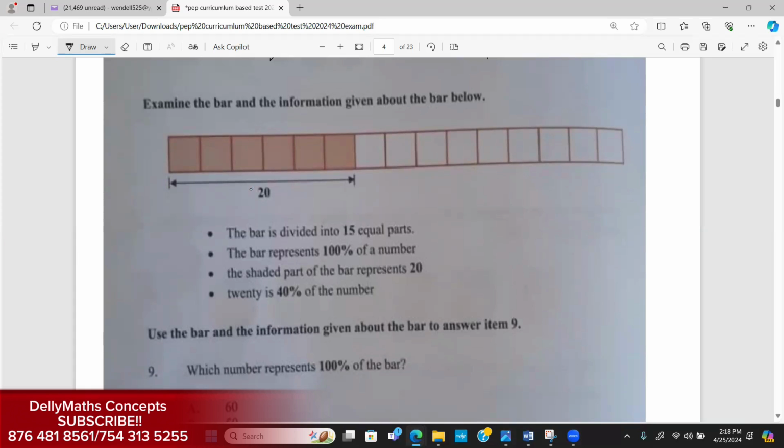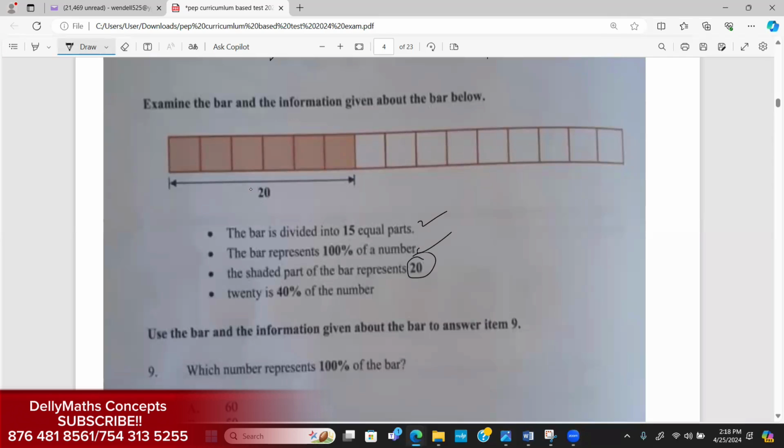Examine the bar and the information given about the bar below. So let's read the context and see what's going on here. It says the bar is divided into 15 equal parts. So which means that all of this is 15 pieces. That's good. The bar represents 100% of a number. So it's 15 pieces, that's 100% of a number. The shaded part of the bar represents 20. Okay, so that's 20 out of the number.